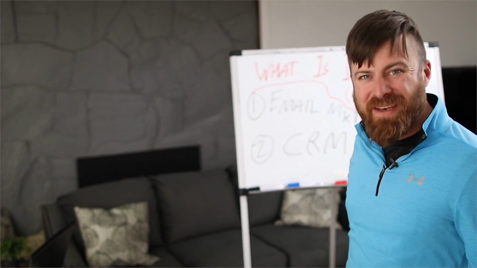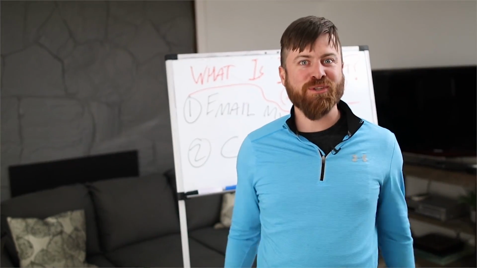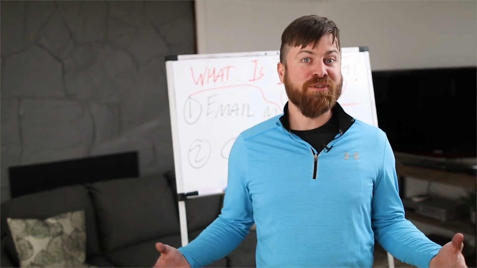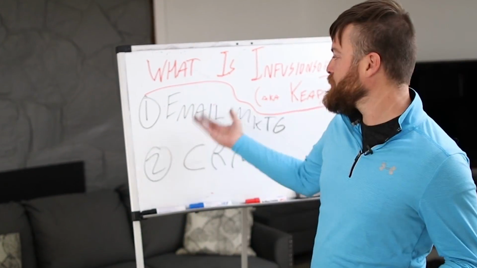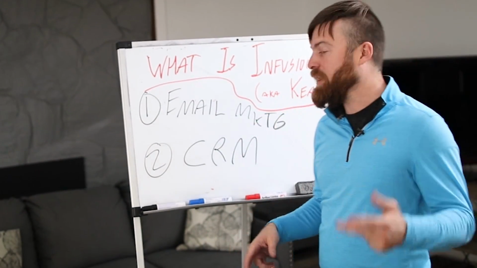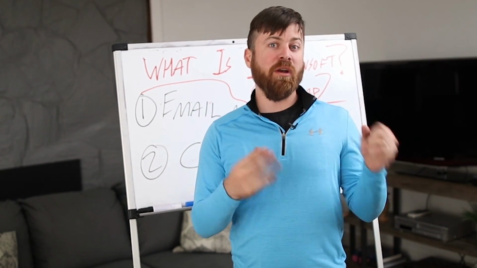So Infusionsoft, also known as Keap now. I think they changed the name because they were known as Confusionsoft, because it's a confusing program to use. It is an important part of business. It's basically a CRM. It does two things. It does email marketing to allow you and your business to send out lots of emails.